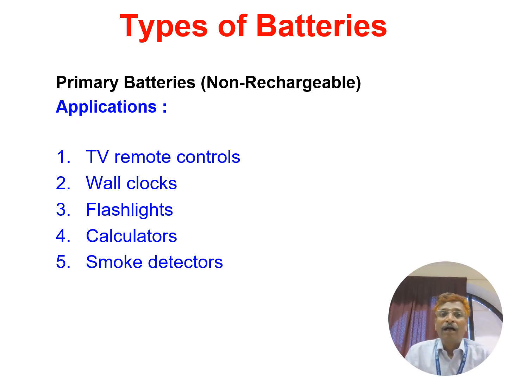Primary batteries are applied in various devices like TV remote controls, wall clocks, flashlights, calculators, smoke detectors, and so on.